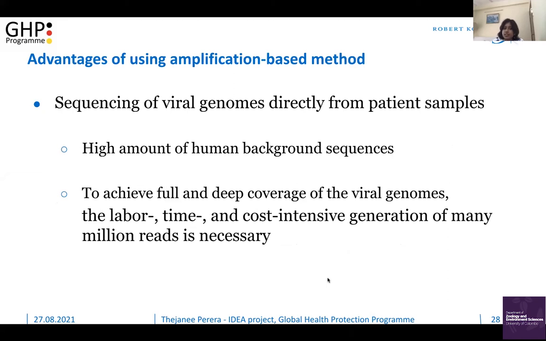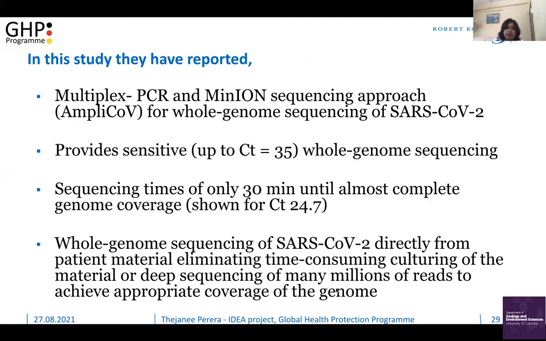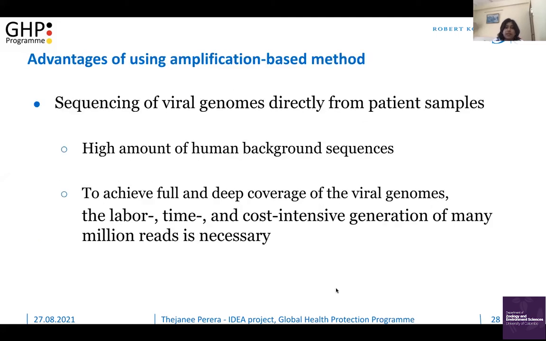So, the advantages of using an amplification-based method, as I explained earlier: sequencing of the viral genome directly from patient samples can give you huge background noise, a high amount of human background sequences. And to achieve a full and deep coverage of the viral genome, it takes a lot of time, and it's also cost intensive to generate millions of reads. So these are the advantages of using an amplification-based method.